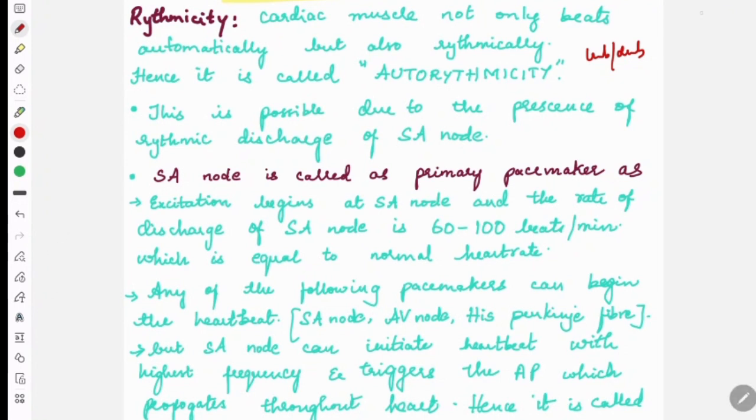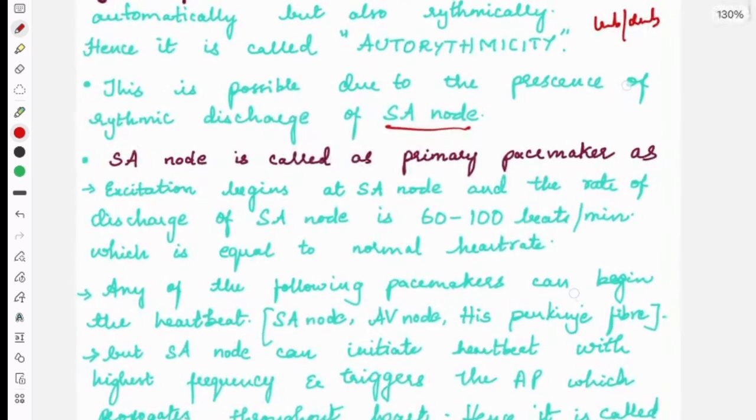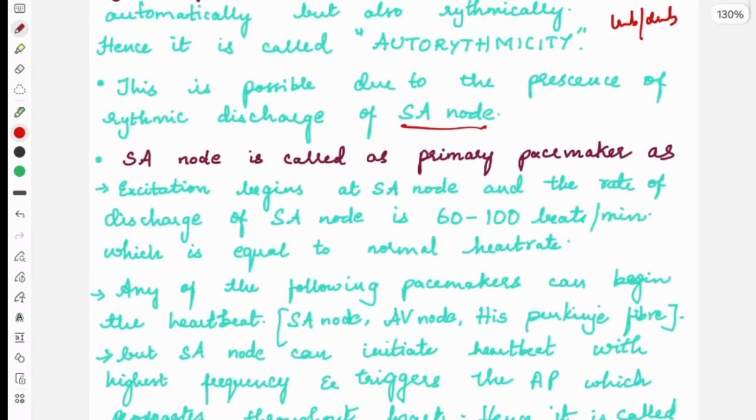So what is the reason for this rhythmicity to be produced? It is produced because of the presence of the SA node. This SA node is responsible for the production of autorhythmicity. How? The SA node is called the primary pacemaker. Why is it called the primary pacemaker? This can be asked as a reasoning question. Excitation begins at the SA node.